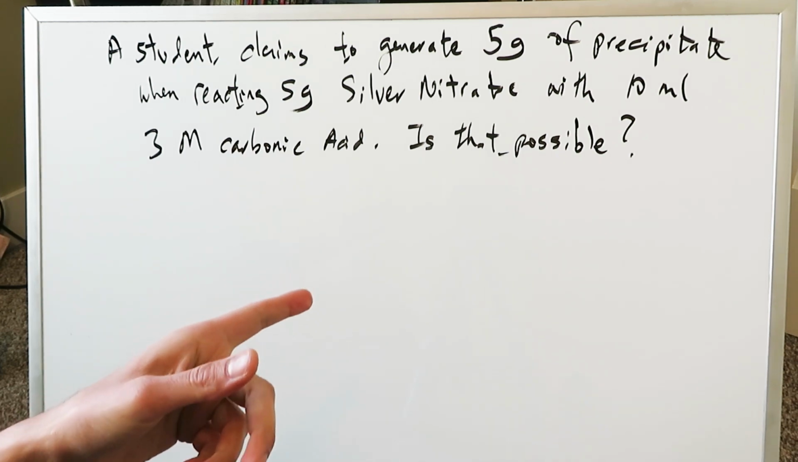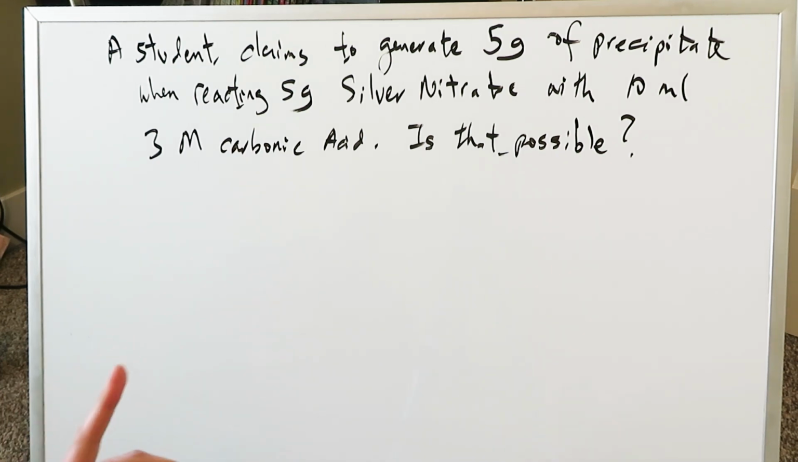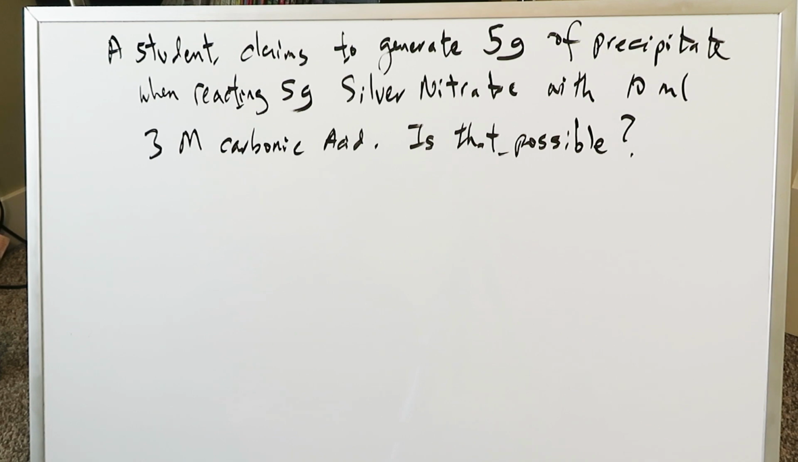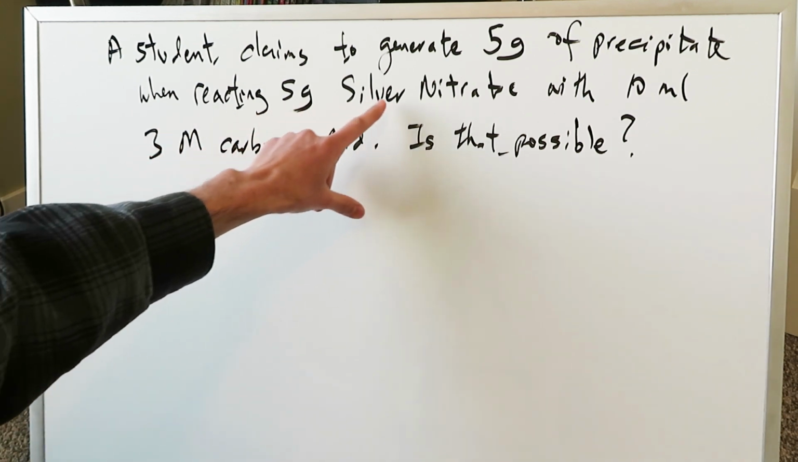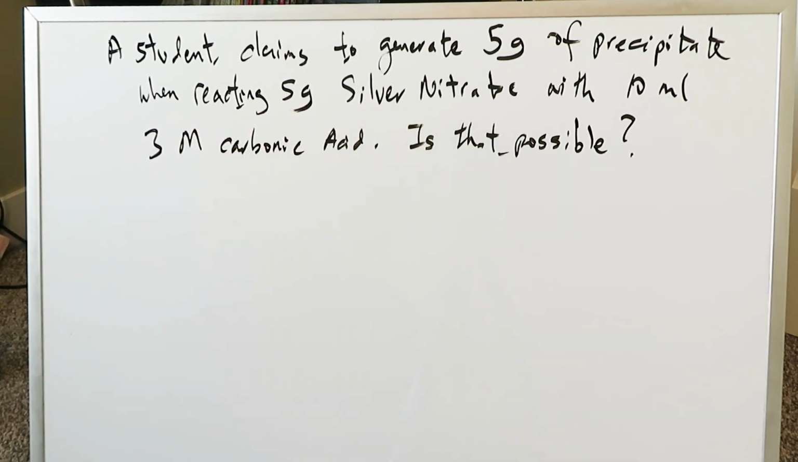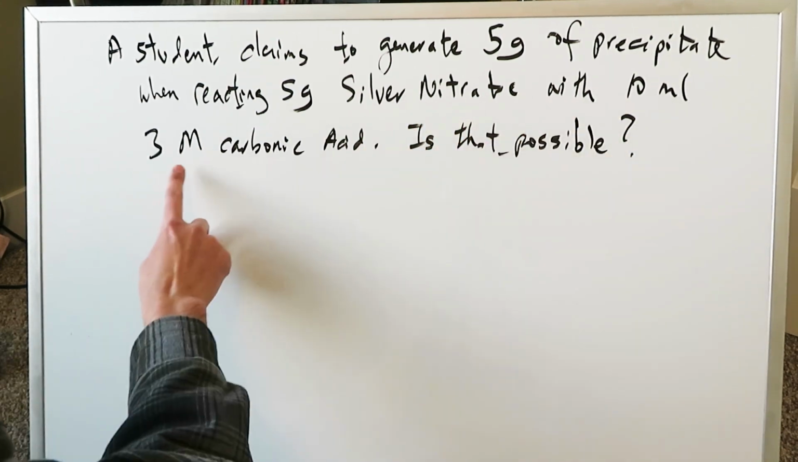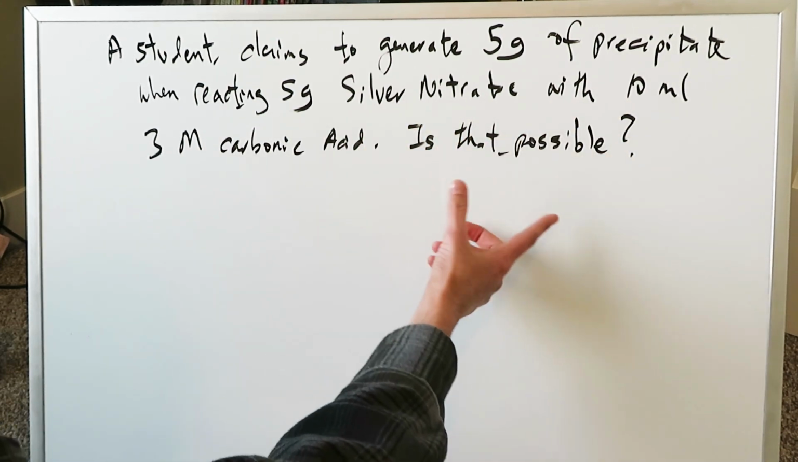Thank you for joining me for this chemistry video where we are looking at a very beneficial and important concept. The question is this: a student claims to generate 5 grams of precipitate when reacting 5 grams of silver nitrate. Silver nitrate is normally available as a solution, but it could also be available in a powder form. Assume that you can find this in a powder form, with 10 ml of 3 molar carbonic acid. Is this possible?